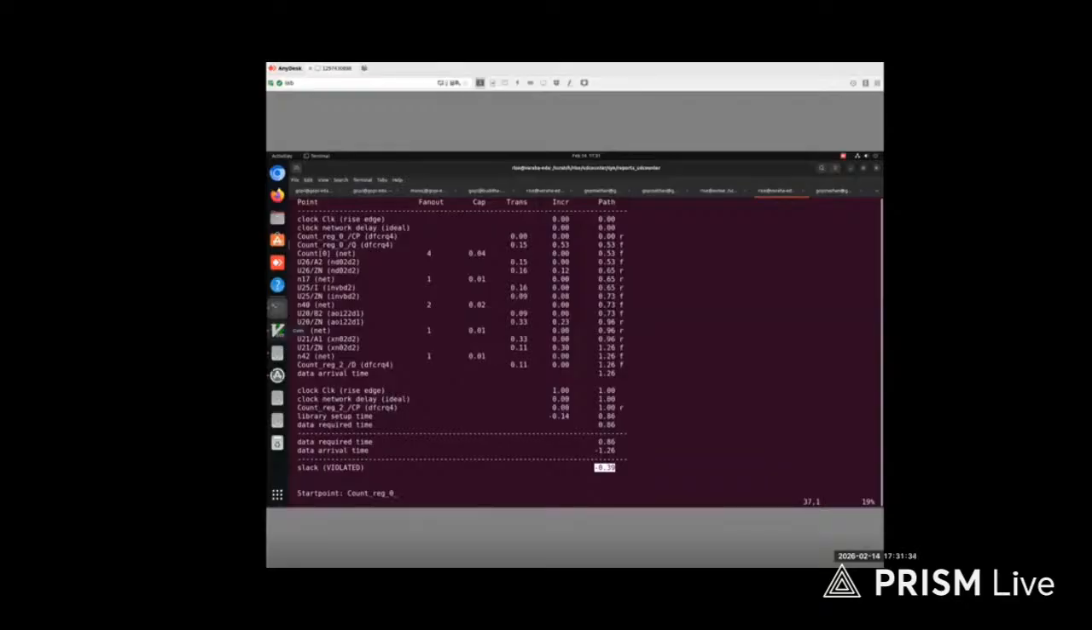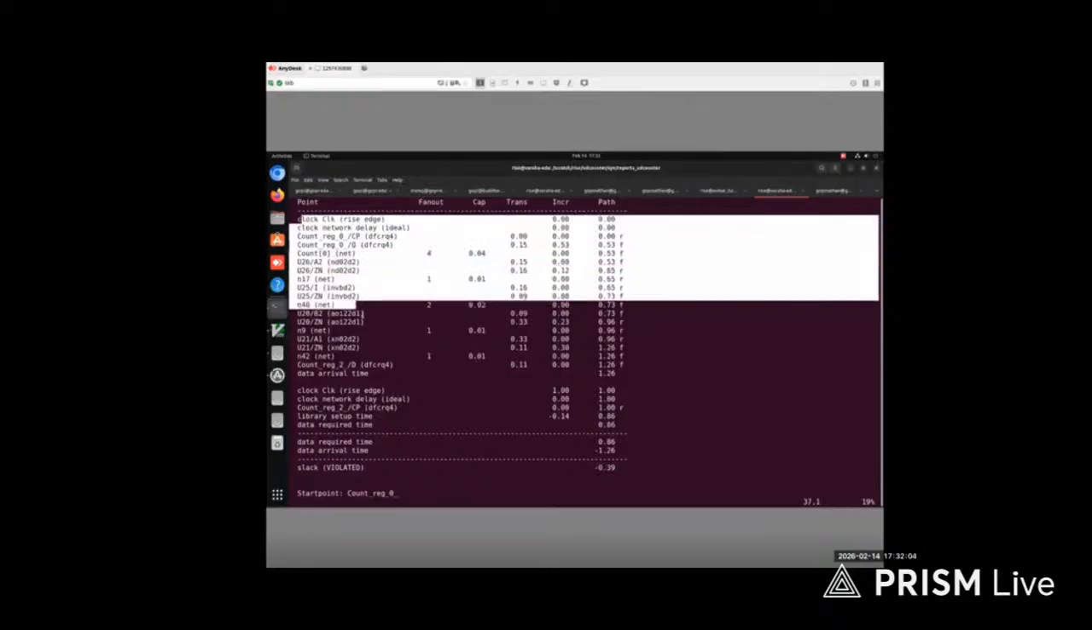Sir, we can control clock speed using flip-flops. Come again? Sir, I can control clock speed using flip-flops. No, I think you are off the context. I'm asking you.